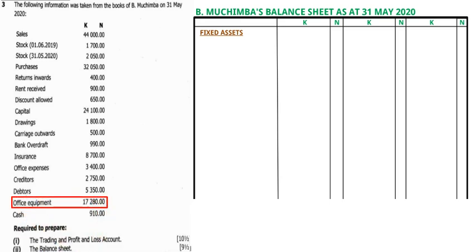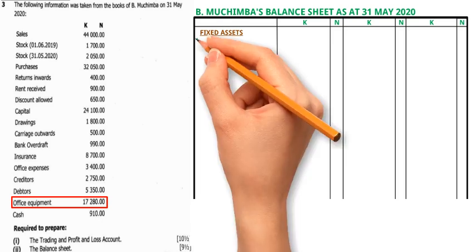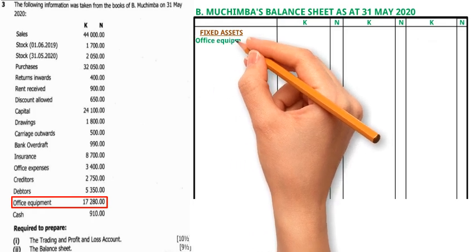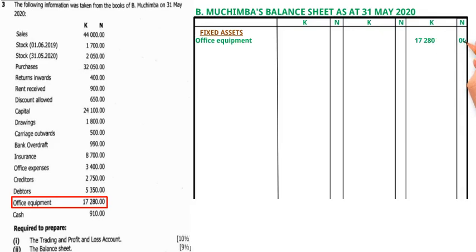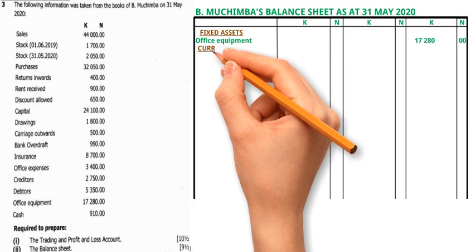And how much is office equipment? Office equipment is 17,280. So I'm going to write office equipment, which is 17,280. Once I've done that, I'll check for other fixed assets. Fortunately, the only fixed asset we have there is office equipment. Then I'm going to go to current assets.